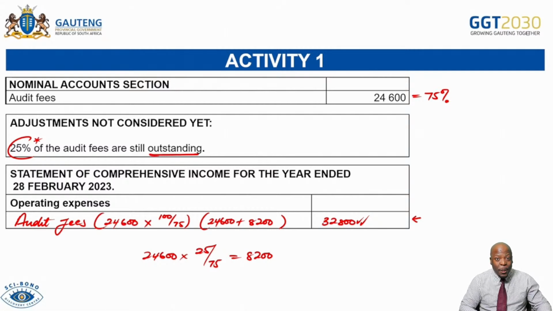Okay, are we good? All right, and then whatever is outstanding, it will go to trade and other payables. This is a liability. This is an outstanding amount. So it will go to your statement of financial position in that case. Let's go on again to another one.